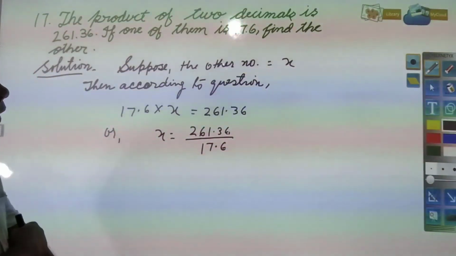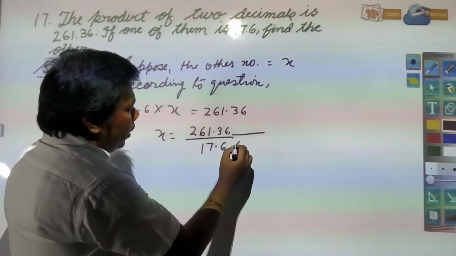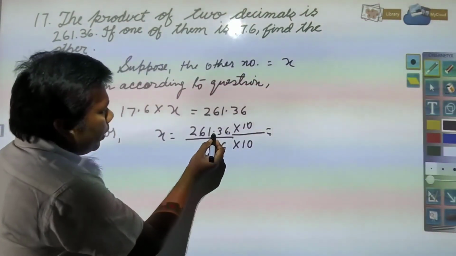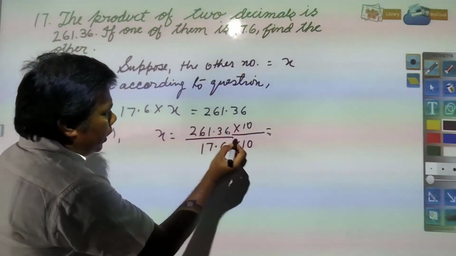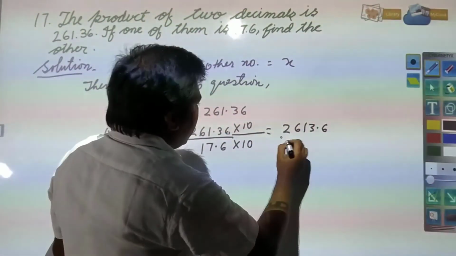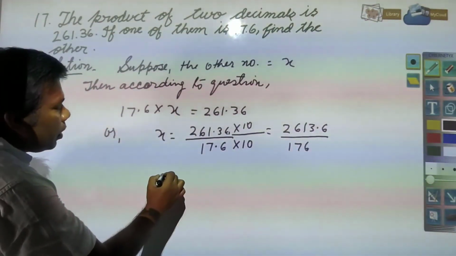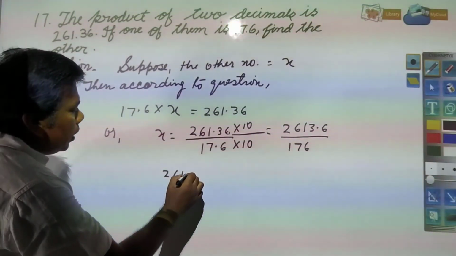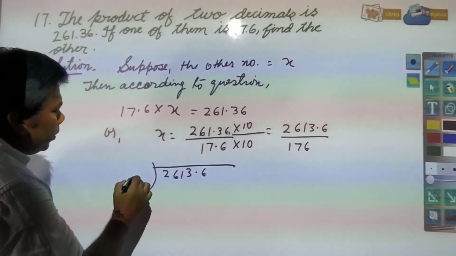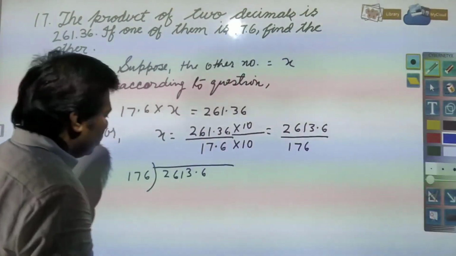17.6. So when you are converting this number into whole number, you need to multiply by 10. If you are multiplying by 10, this decimal will come over here. So your number will be 2613.6 divided by 176. Now you divide 2613.6 by 176. You see how many times it will go?